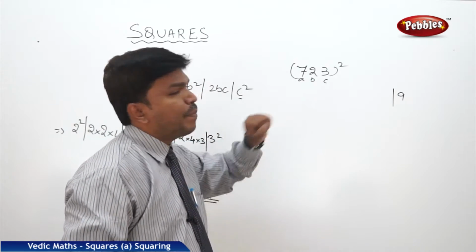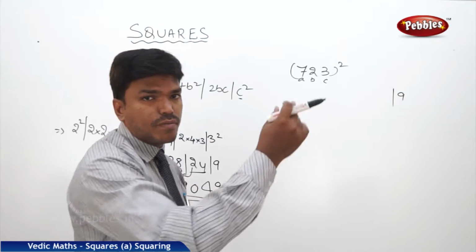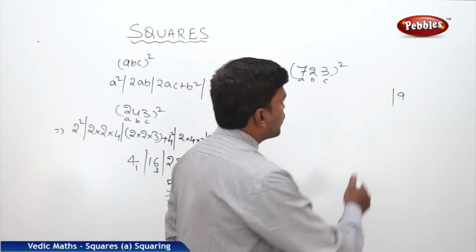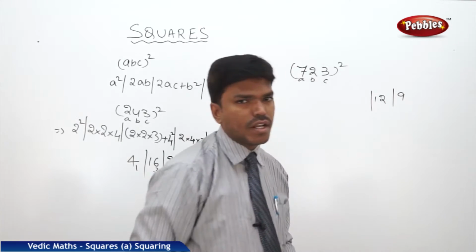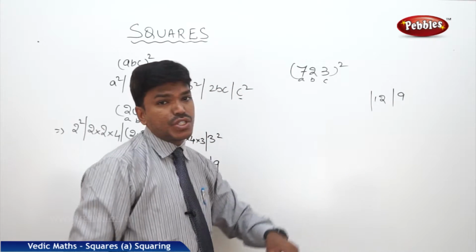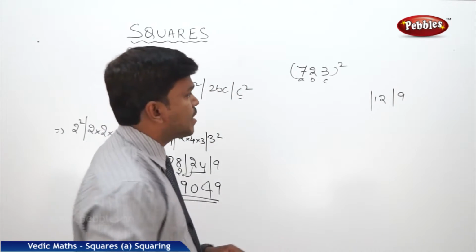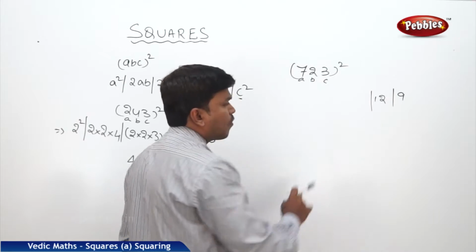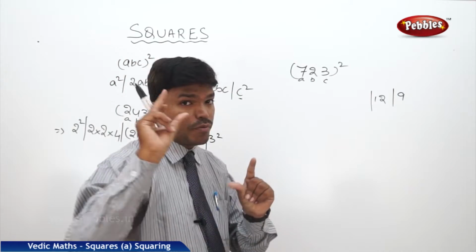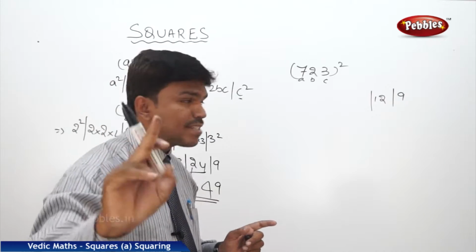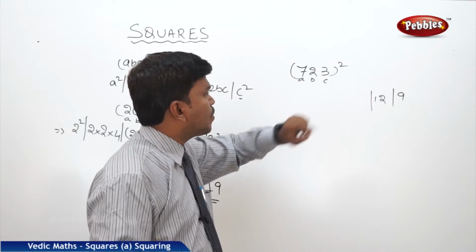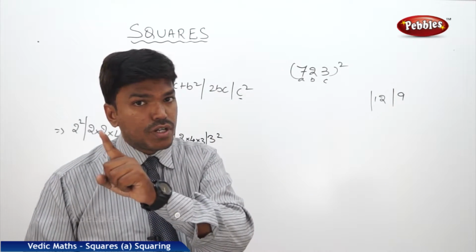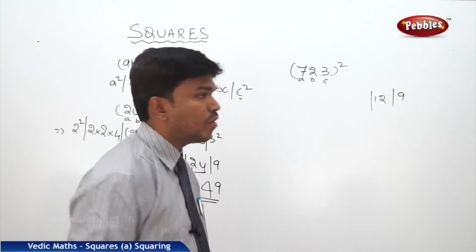Now 2bc. What is the next step? 2bc means 2 into 2, 4. 4 into 3, 12. 2bc is 12. Next, 2ac plus b square. First you need to calculate 2ac. So 2 into 7 into 3. 2 7s are 14, 14 3s are 42. 2ac means 42. You need to remember 42 for some time, keep in the mind, plus b square. So what is b square? 4. So keep what is there in the mind? 42. 42 plus 4, 46.